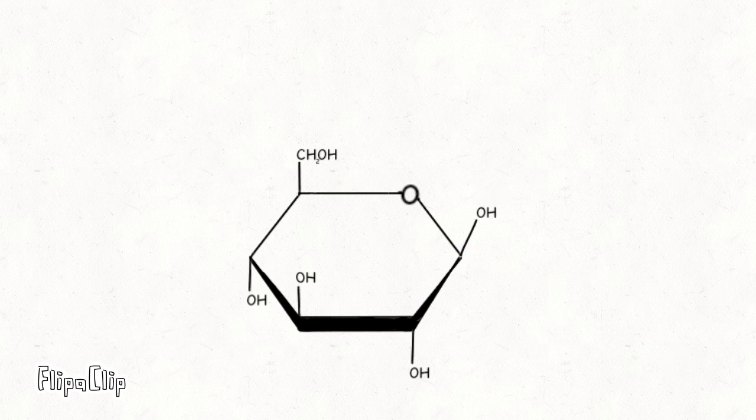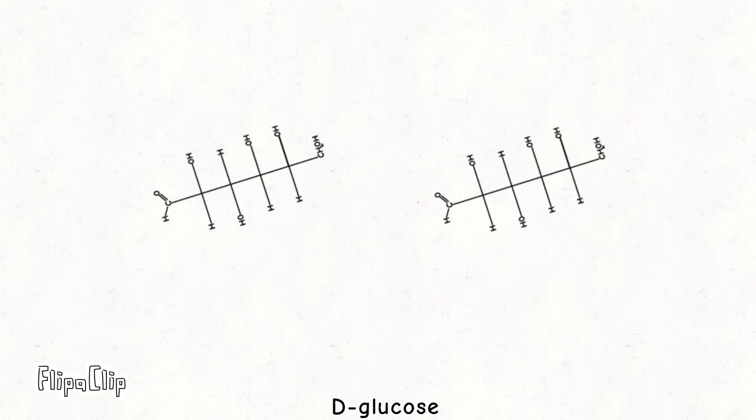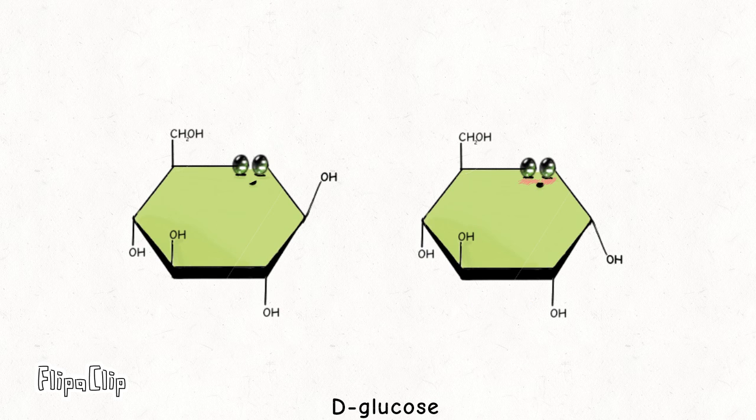If the hydroxyl group is pointing the same way as the last bond between the last two carbons, it's a beta anomer. If the hydroxyl group is pointing in the opposite direction to the bond between the last two carbons, it's the alpha anomer. So it can result in either one of two anomers.